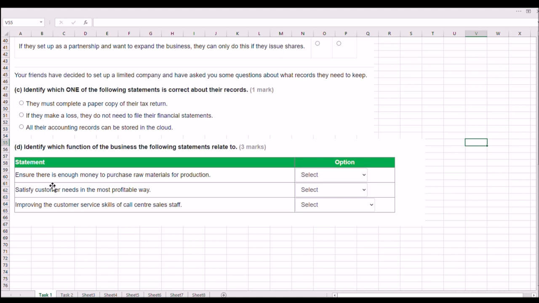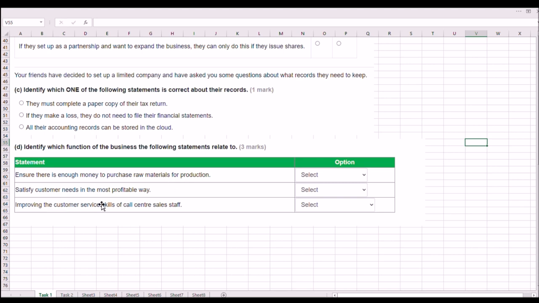We've found money. So ensure there's enough money, find money, secure money. That's going to be the finance department. It's putting raw materials in here to try and see whether the purchasing department gets slotted in here, but they don't actually need to find the money to buy the raw materials. The purchasing department's just going to buy them.